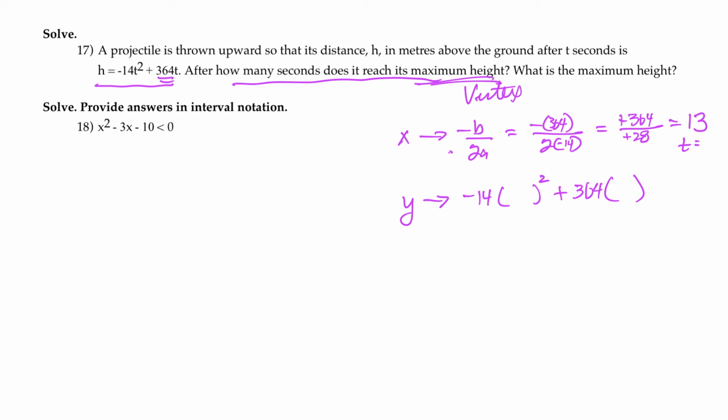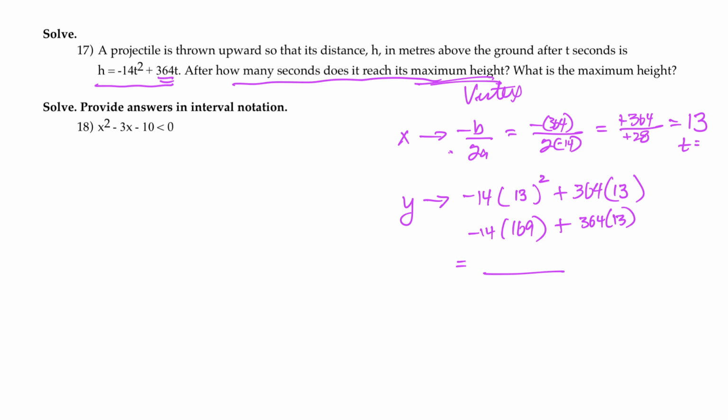And then they say, what's the maximum height? That's when I plug 13 in here. So 13 squared is 169. Just do this on your calculator, whatever 364 times 13 is. Figure this out, and that'll tell you what the height of that rocket is.